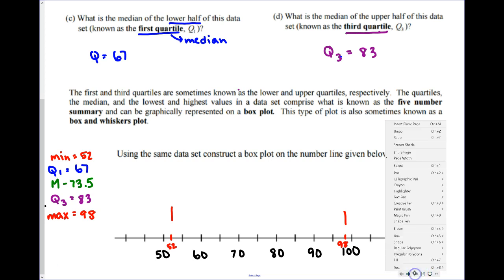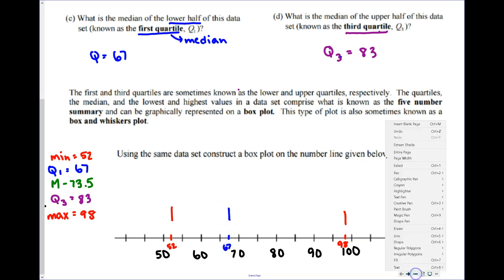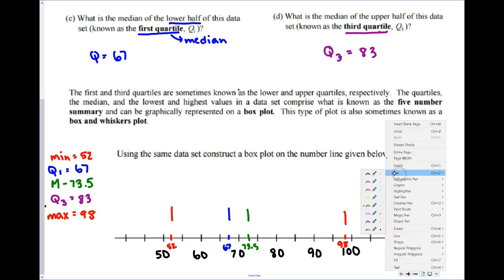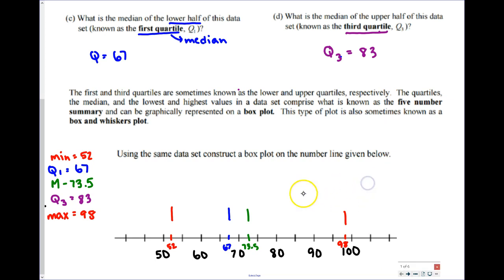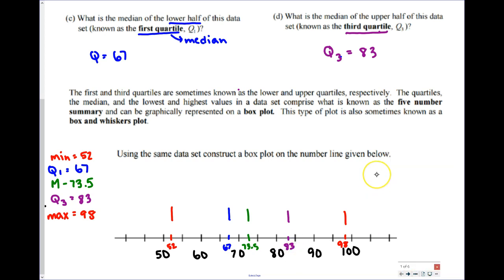Now I'm going to plot the other 3. The Q1 was 67, which is about right here. I'm going to draw a line for that. My median is 73.5, which is about right here. And you can estimate. It's okay. I don't need you to be 100% precise, but I need you to be close. And then 83 is about right here. So I've plotted all my points with lines on the number line.